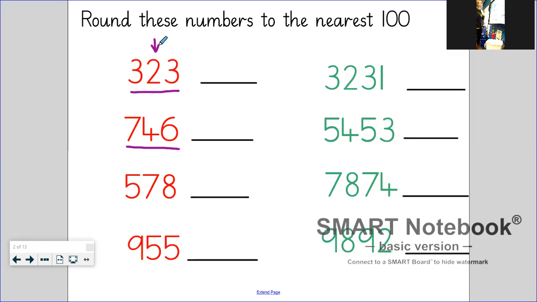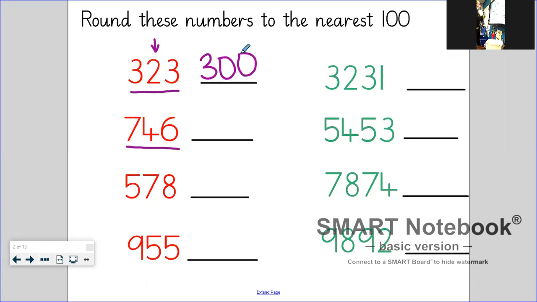I'll do the first one for you, shall I? 323. Well, it's only 20 away from 300, and it's 77 away from 400, so we'd round it down to 300. Okay, pause the video now, please. Off you go.